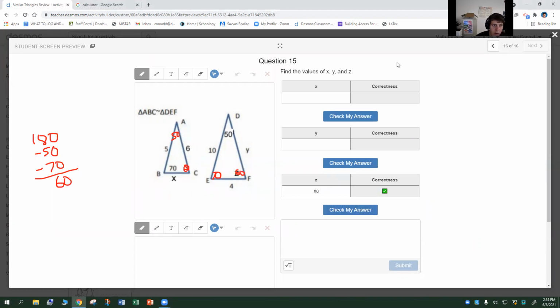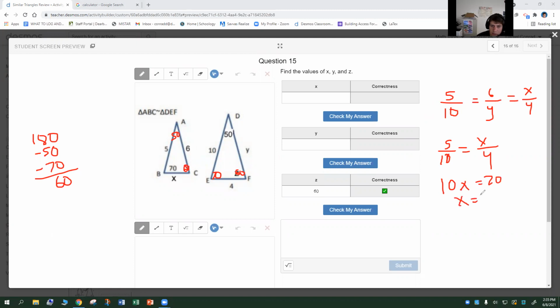Okay, and if they are similar, the sides are going to be proportional. So we can say 5 is going to match up with 10, 6 with Y, and then X with 4. So we're going to do 5 over 10 equals X over 4. Cross multiply, you get 10X equals 20. Divide by 10, you get X equals 2.